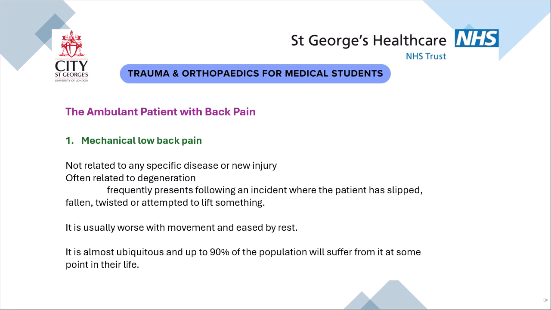The first one we'll look at is mechanical low back pain, and this is the most common back pain problem. So it is typically not related to any specific disease or significant injury. So if the patient describes a significant injury, then it is unlikely to be this. It's often related to degeneration, so we see it in the older patient, and it frequently presents after an incident. This is typically fairly minor, a slip or a fall or a twist or some heavy lifting, and they describe a pain which is worse with movement, eases with rest, eases with simple analgesia. There isn't any neurological symptom associated, no radiculopathy, no numbness, and typically it eases over time and with physiotherapy.